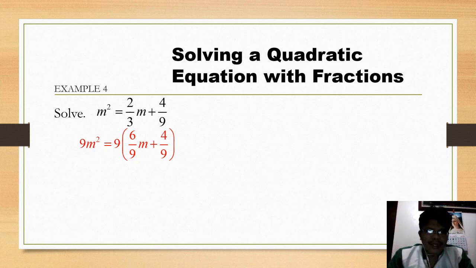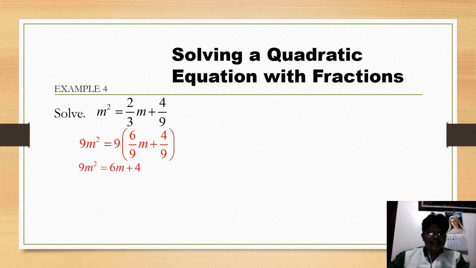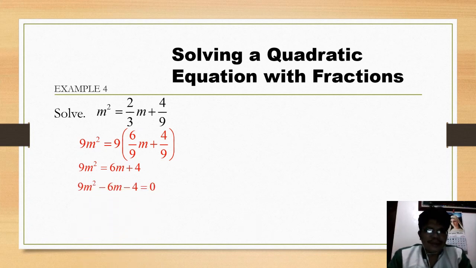So we're going to multiply, so we can cancel now 9, 9. So the answer now is 9m squared equals 6m plus 4. Now, this time, we're going to transform the resulting equation into standard form. So it becomes 9m squared minus 6m minus 4 equals 0. Now, what is the value of A, the value of B, and the value of C of the equation?